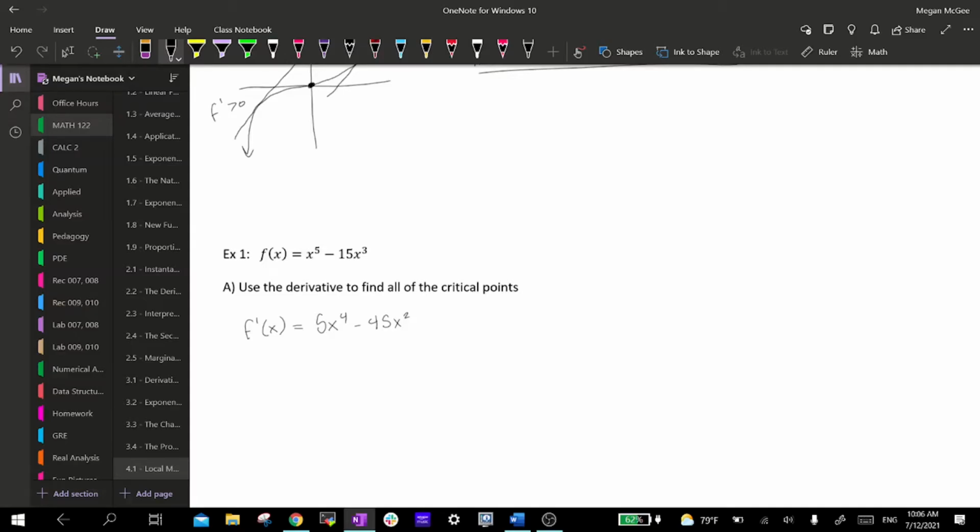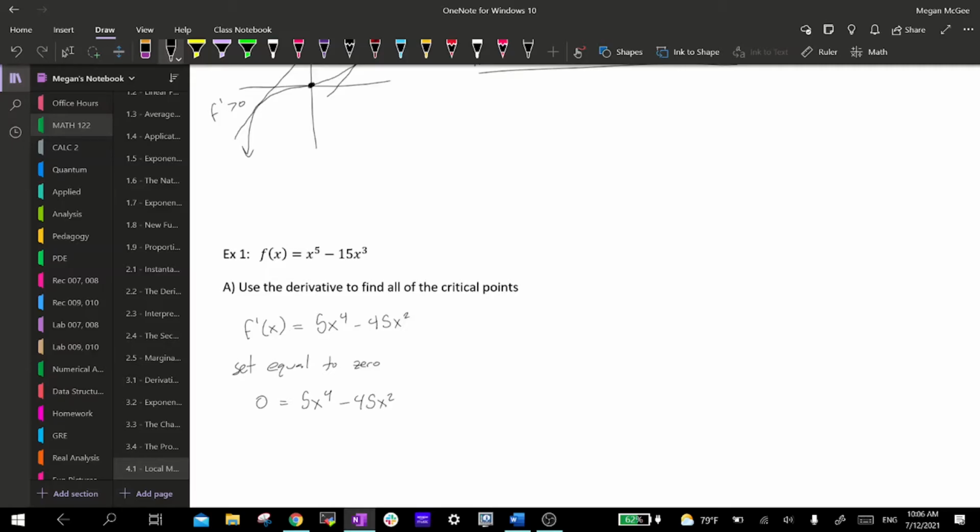And this was just a few power rules, right? So then we determined that in order to find our critical points, our derivative must be 0 or undefined. In this case, we are not undefined anywhere because polynomials are defined everywhere, right? So we don't need to worry about being undefined. Instead, we should look at where the derivative is 0. So we're going to set it equal to 0. If we want the derivative to be 0, we just have to find where that happens. So 5x to the 4th minus 45x squared.